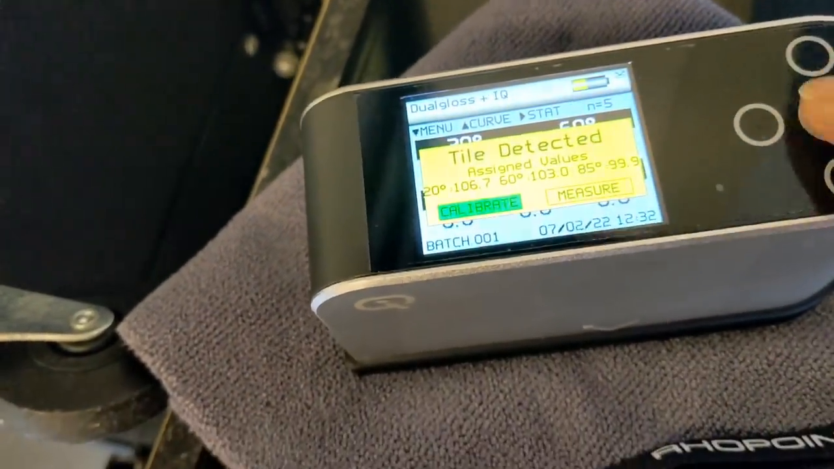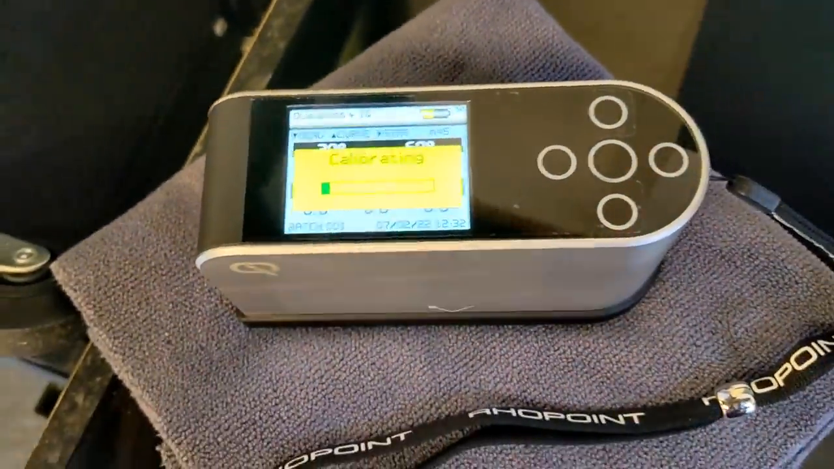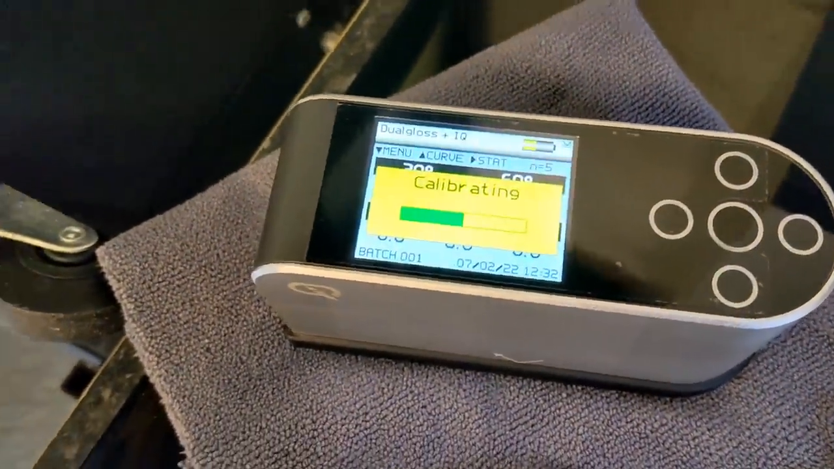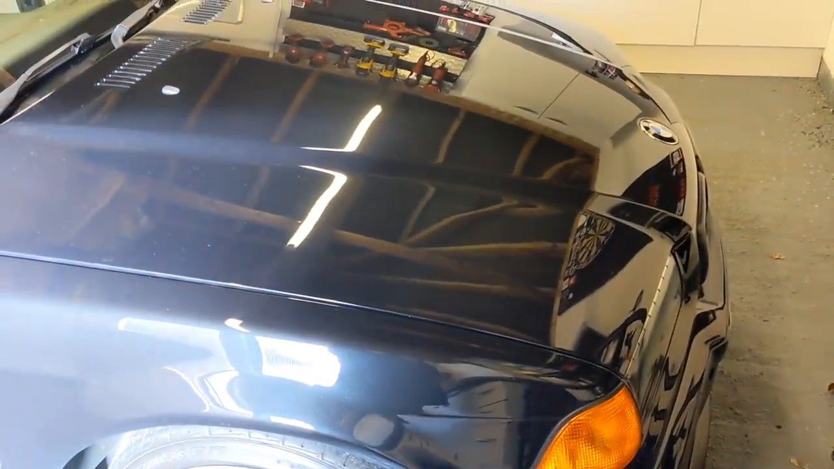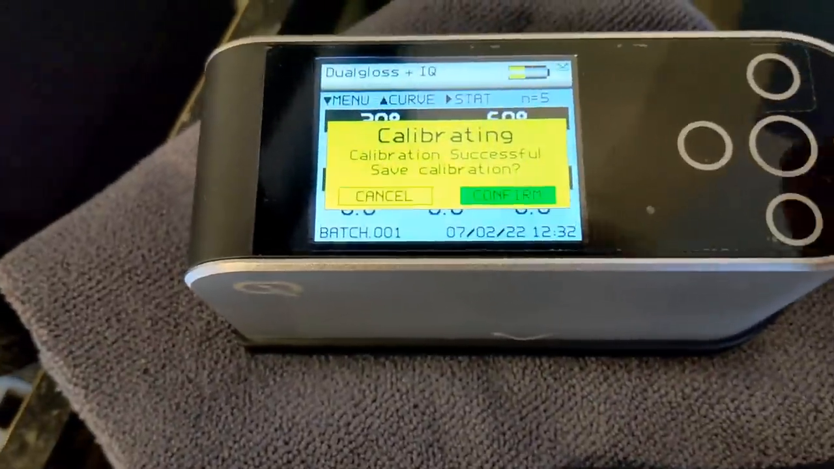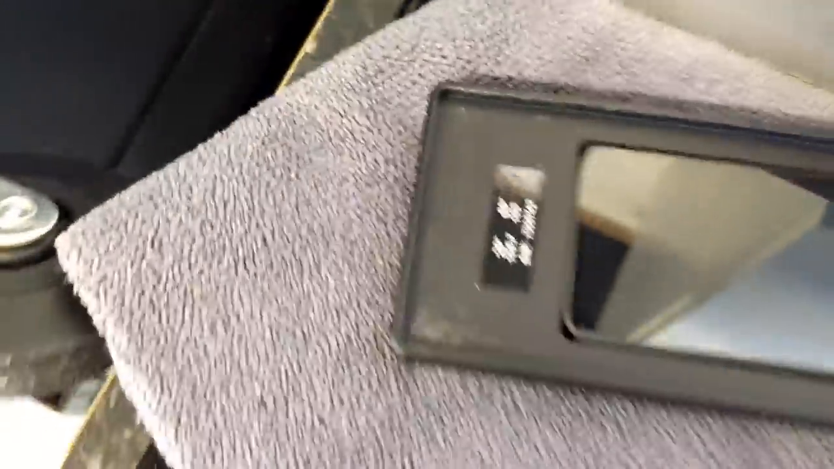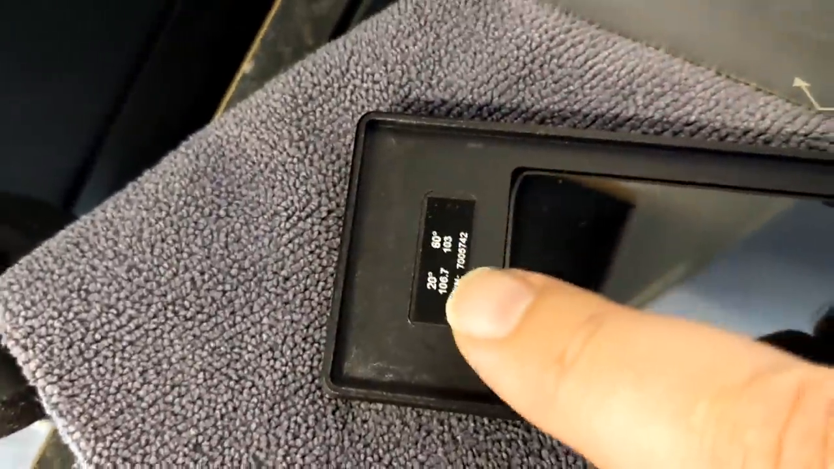Right, let's calibrate this thing. Come on. Look at the black panel while you're there. Awesome. I think I might need to clean the lens. Yes, I do. Let's clean the lens. Right. We have done our calibration. Yeah, 106.7, which if we look on our tile, is 106.7. So we're calibrated against that.